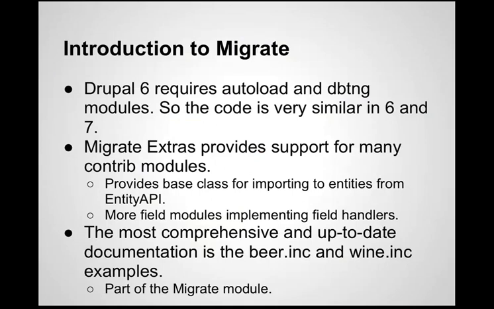If you're using Drupal 6 to do a migration, you'll need two other modules to go along with it. One is the autoload module, and the other is the dbtng module. This is basically to bring it in line with the autoload classes that went into Drupal 7, along with the way the database layer works in Drupal 7. So whatever code you write for Drupal 6 pretty much works for Drupal 7 as well.